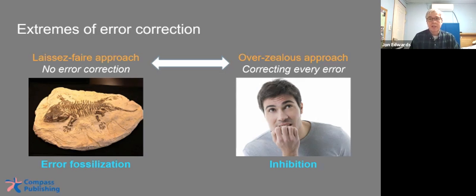is the overzealous approach, where the teacher's correcting every error that they hear, and that can lead to student inhibition. So the students are going to be too scared to talk. They're going to worry about making a mistake and being embarrassed in front of the class. Also, it interrupts the flow of communication if you're correcting every error. So we have to get the right kind of balance in terms of our error correction, and we have to know when to do error correction as well.